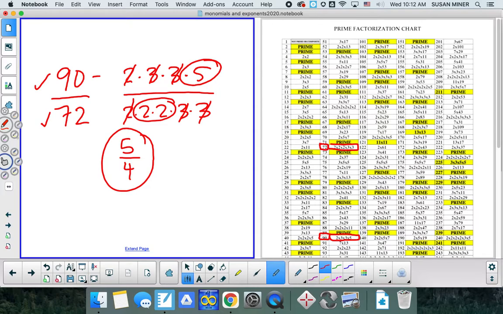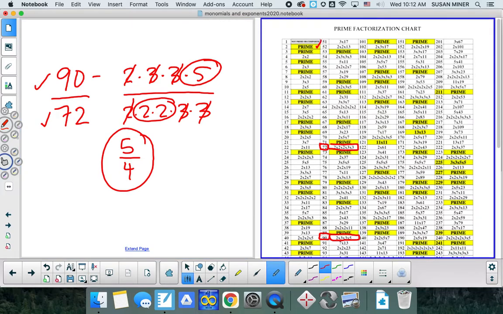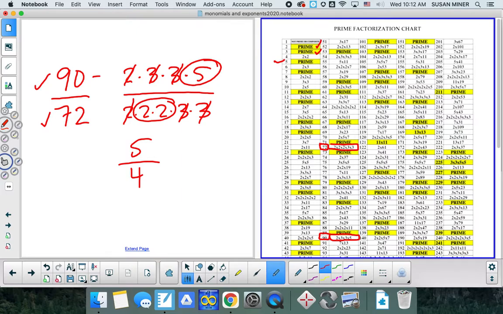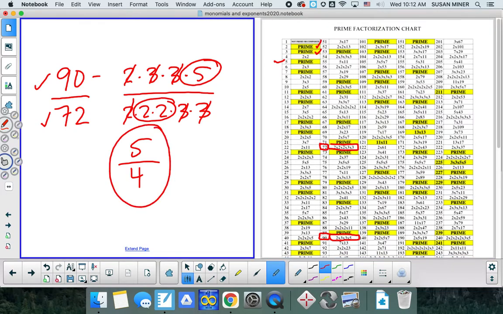So you can use your prime factorization chart to help you figure out what numbers we multiplied together. Also, this is going to help you figure out if you have a prime number at the end, right? I want both of these numbers so that they don't reduce any farther. Or maybe I have a 5 on top and a 4 on the bottom. Well, the 5 is a prime number, so that's as far as it can be reduced.